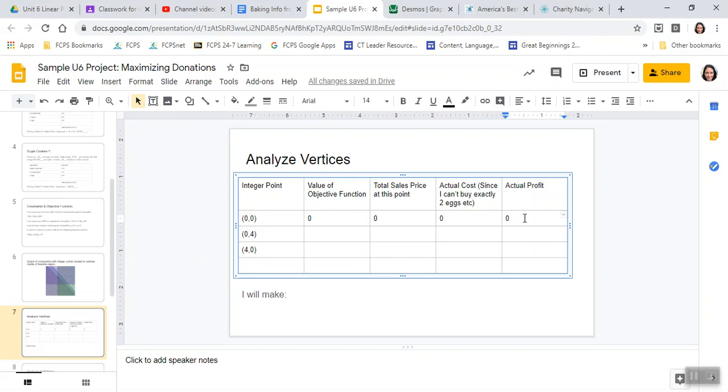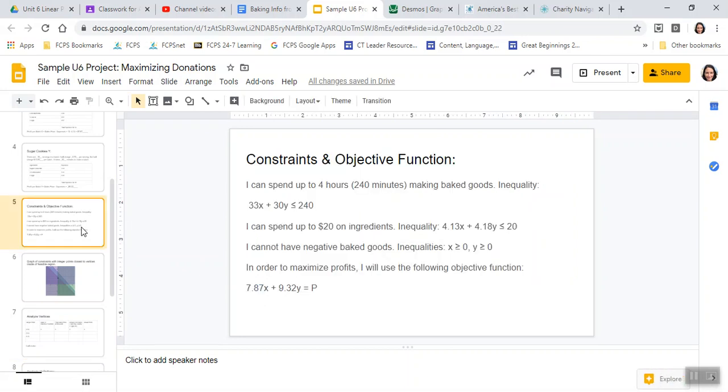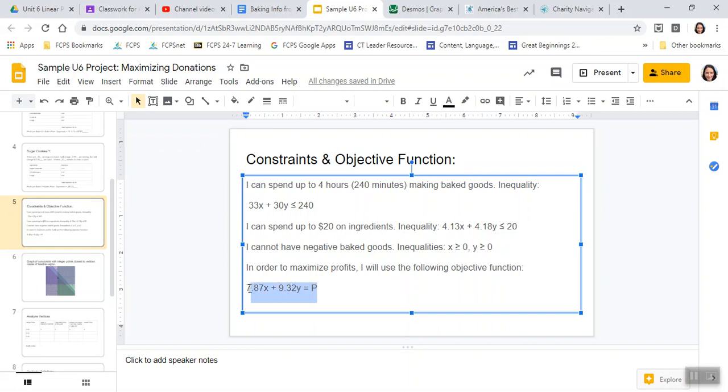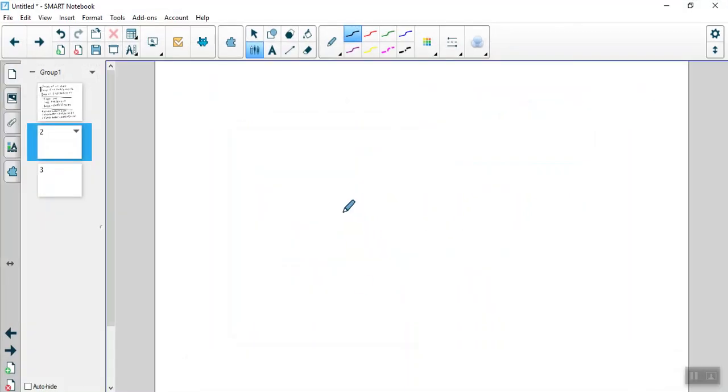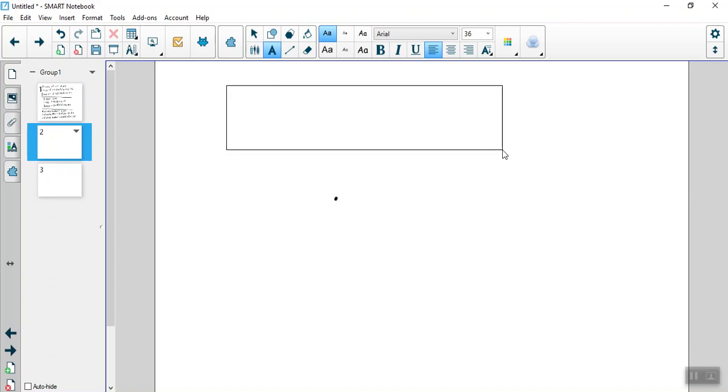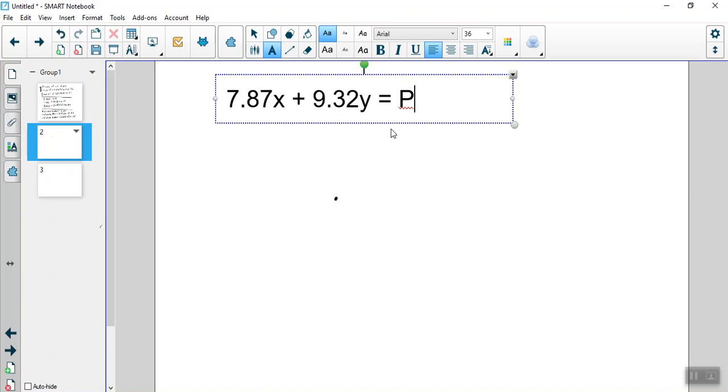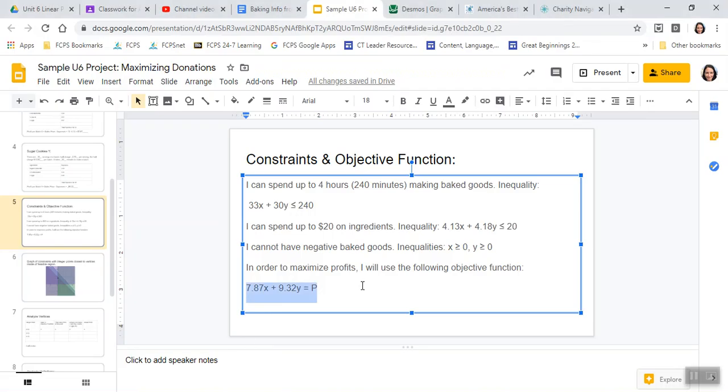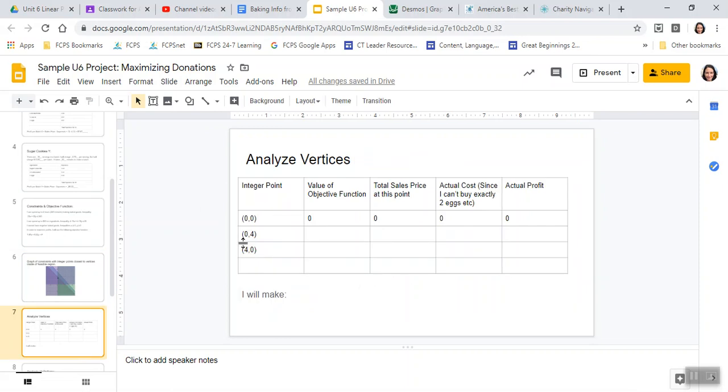0, 4, so 0, 4 means I make nothing of baked good X and I make 4 of baked good Y. So I need to look at my objective function, which is here. So let me take my objective function and see if I can paste that here. Okay, so what I wanted to do, going back, is substitute 0 for X and 4 for Y.